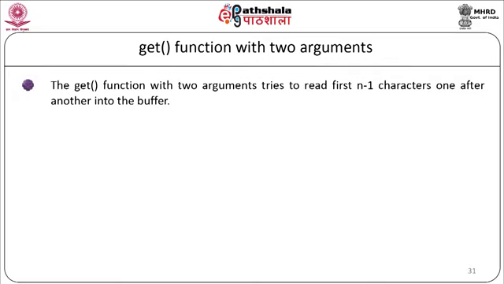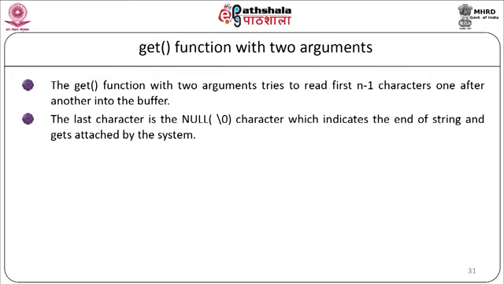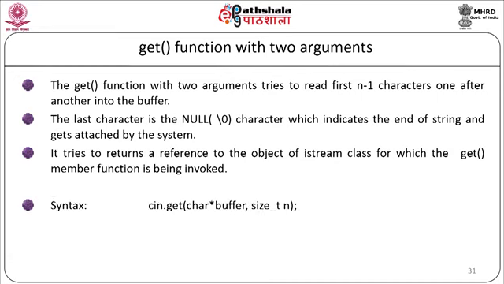The get function with two arguments tries to read the first n-1 characters one after another into the buffer. The last character is the null character, that is \0, which indicates the end of string and gets attached by the string. Syntax: cin.get(char *buffer, int size); Example: char name[20]; cin.get(name, 6); So here 6 characters will be read and stored inside the variable character array name.